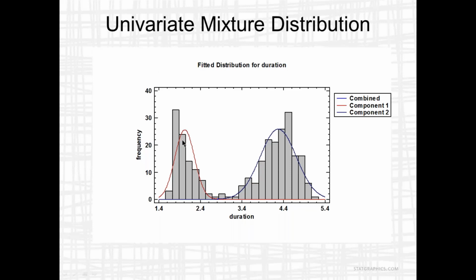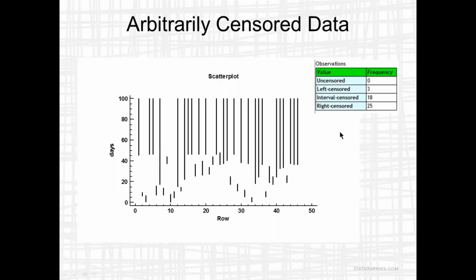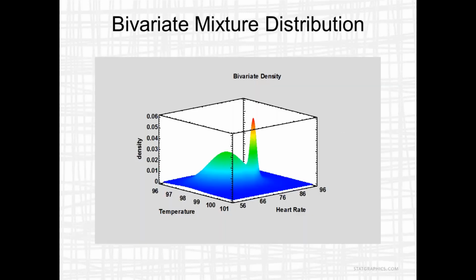Now, someone was looking at this yesterday and noted that perhaps the lower distribution here is not a normal distribution, not Gaussian, and that's certainly possible. So I think in the future we'll have to look into fitting mixtures of non-normal distributions. But right now in version 19, it's a mixture of normals. And we can do it for univariate data. I'm sorry, let me go back up. And we can also do it for bivariate data.